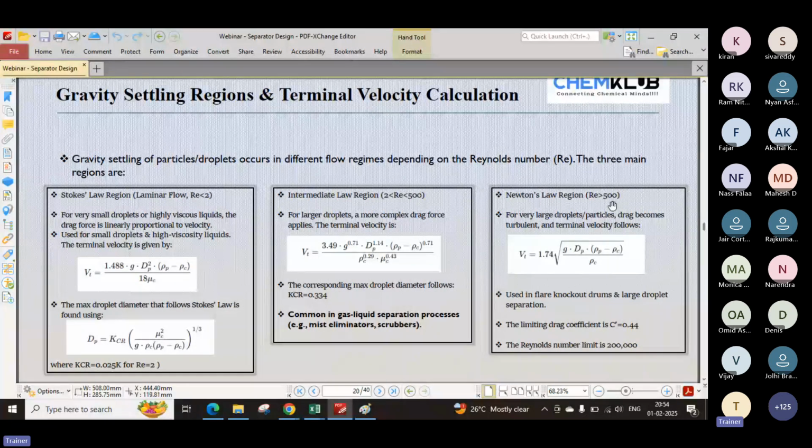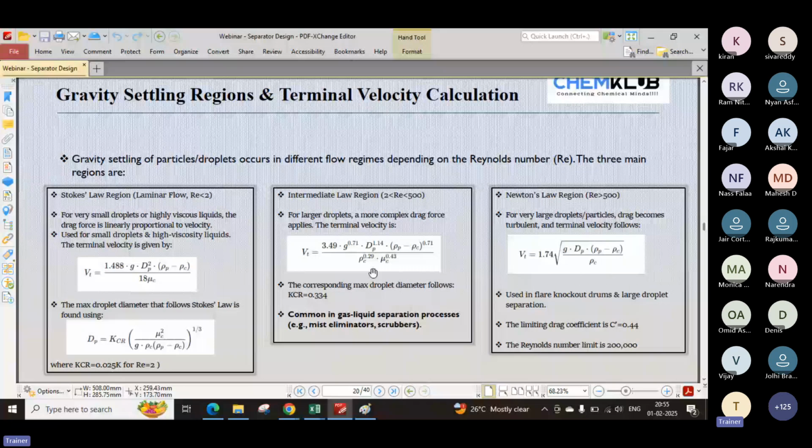Why do we have Newton's law for more than 500? This is because you have very large diameter particles with lower viscosities, and that's why we use these equations to calculate the terminal velocity. However, almost 99% of the separators follow the range 2 to 500, and that will give you the terminal settling velocity for any application or separator by using the intermediate law equation which is available in the GPSA.